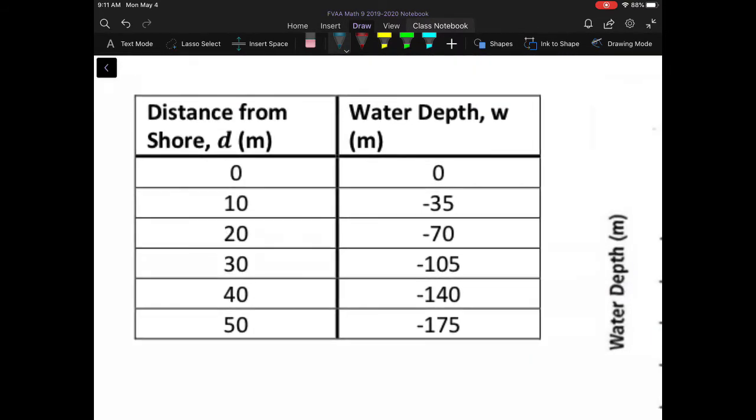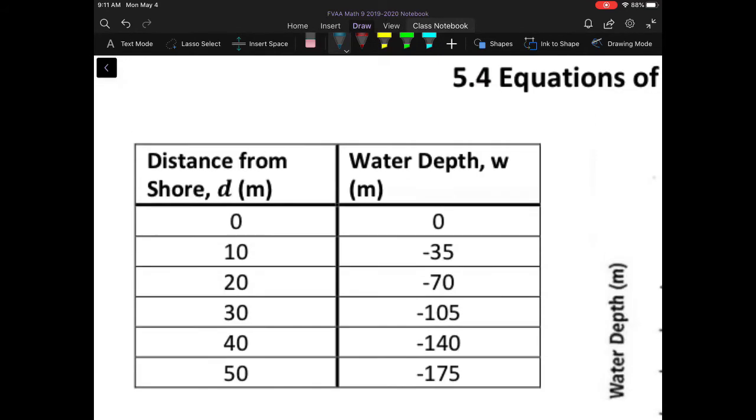So the two variables here are distance from shore and water depth, okay? And so here we have our independent variable, right? And dependent variables, okay? So the depth of the water is going to be based on the distance from the shore, right? We know lakes typically get deeper and deeper the further they are from the shore, but it's not the depth of the lake that's going to tell you how far you are from the shore, okay? So one is dependent on the other, okay?